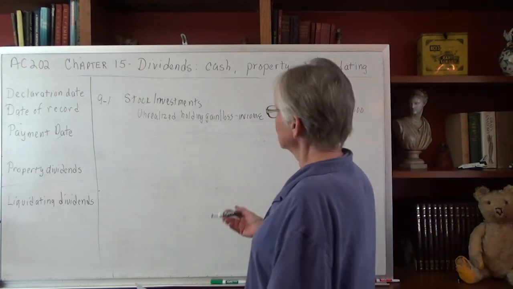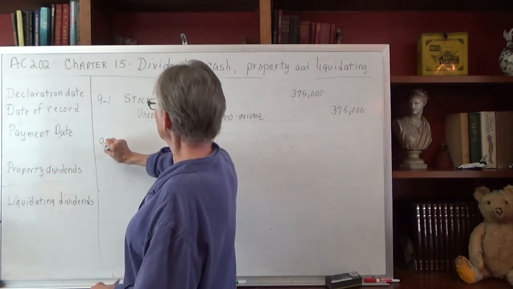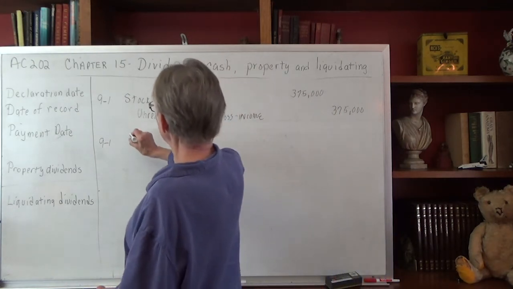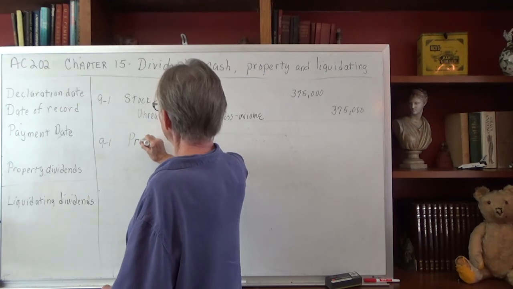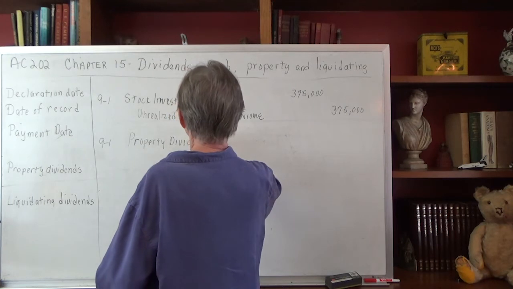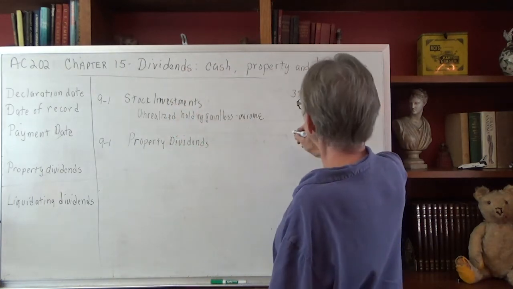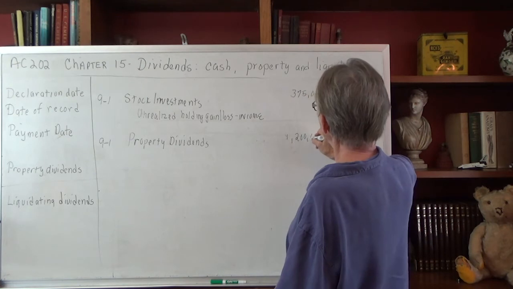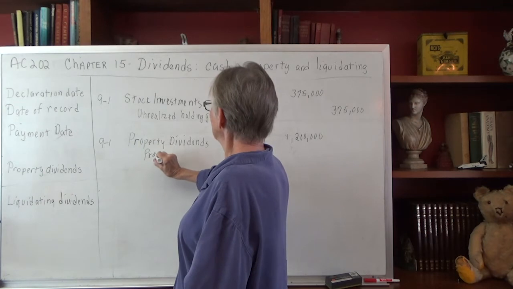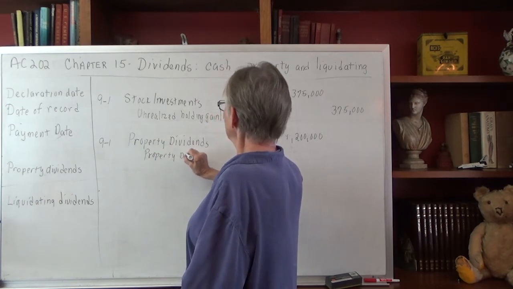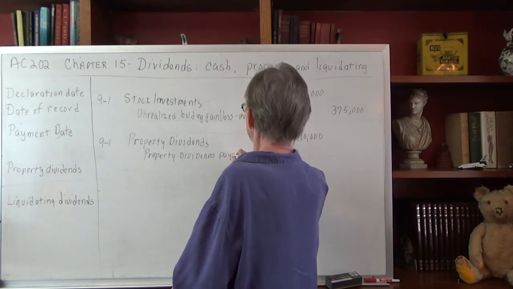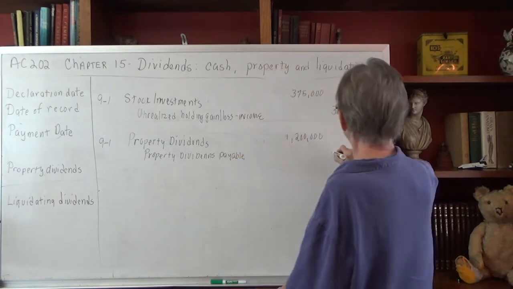Okay, so once that's happened, now the board of directors can declare the property dividend. And if they're declaring a property dividend, we will do something really tricky, like call it a property dividend. Property dividends. And the property dividends would be for the full 1.2 million market value, and we would have property dividends payable of 1.2 million.